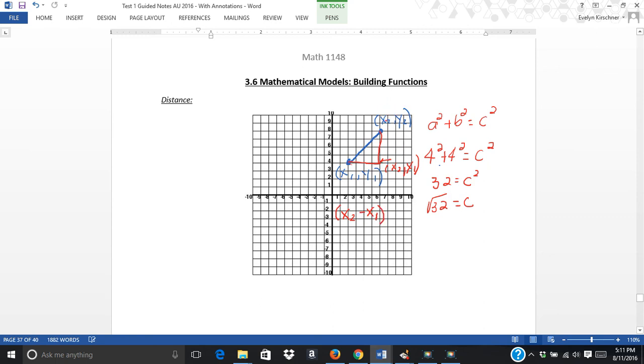And this distance, the x's are the same, so my distance is just the difference of my y's, y2 minus y1. It doesn't matter the order. I like to, for here, the bigger minus the smaller is nicer, but it just does not make a difference.